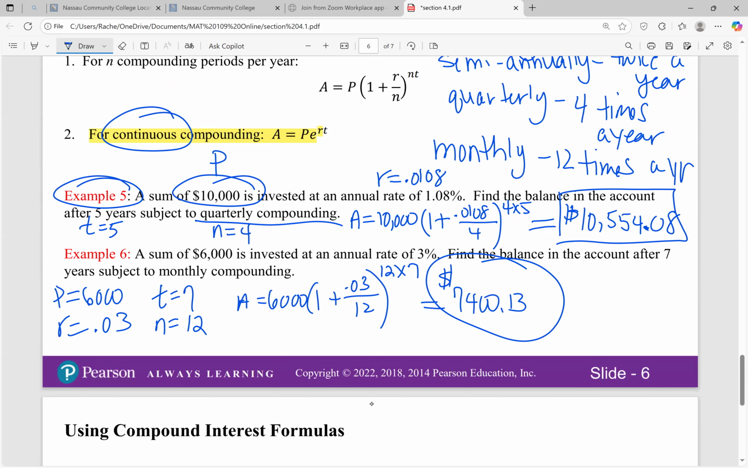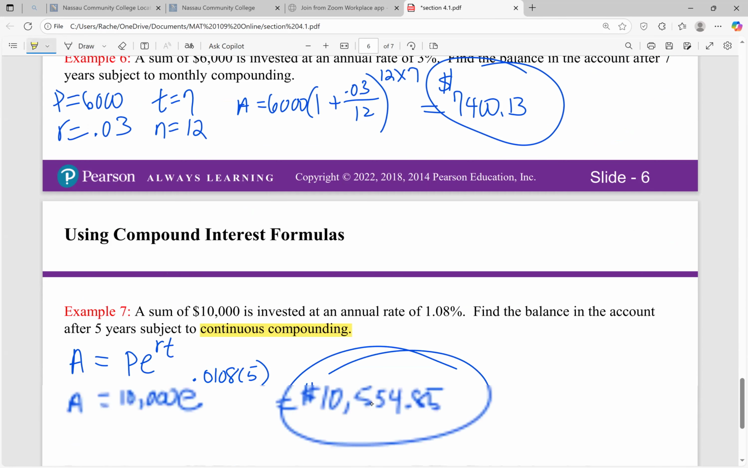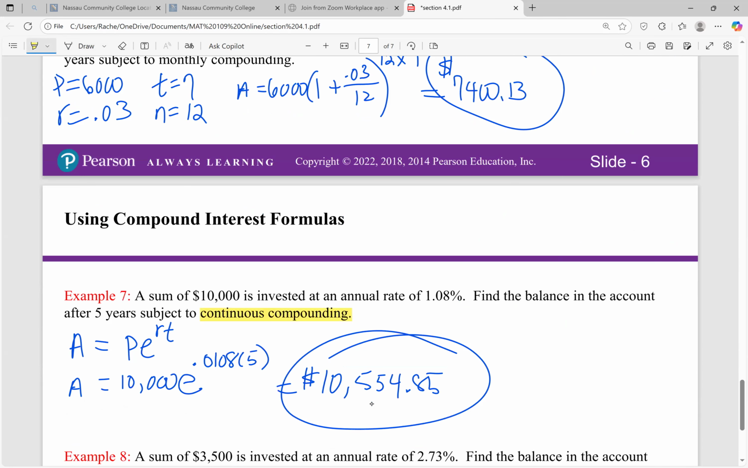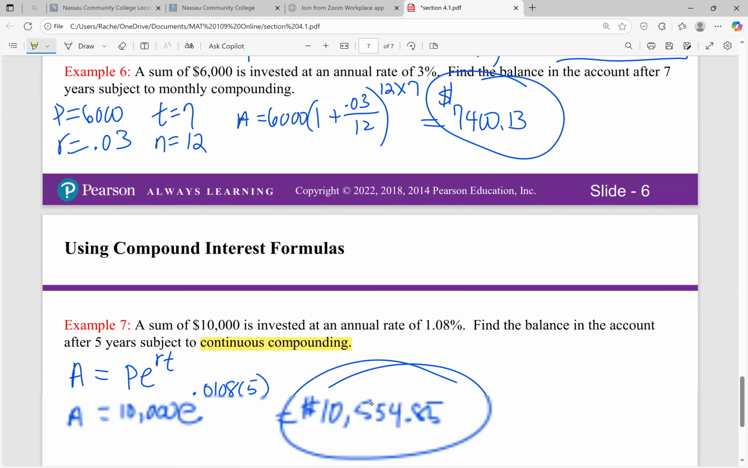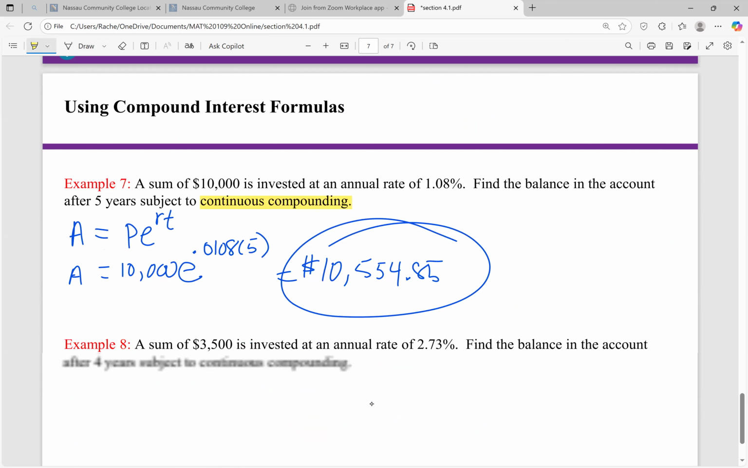Now I want to compare that to the one we did up here in example 5. It was the same principal, same rate, same time, but we were compounding quarterly, 4 times a year. And we got $10,554.08. Now, when we compound continuously, we're getting $10,554.85. So it's a difference of about 80 cents. We get 80 cents more. So in this case, it's slight, but I want you to realize that when we compound continuously, we're going to be earning a little bit more money.